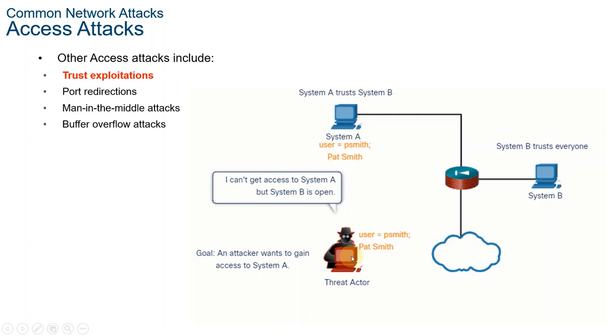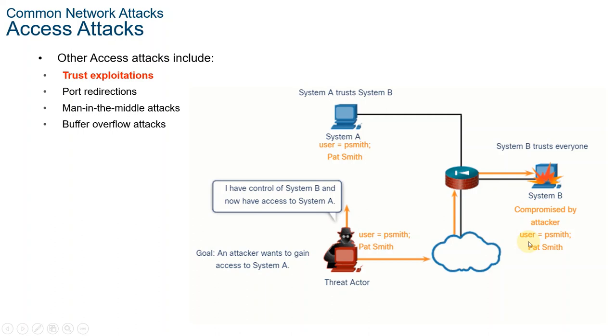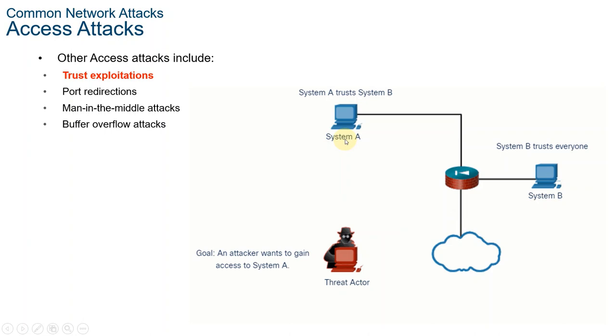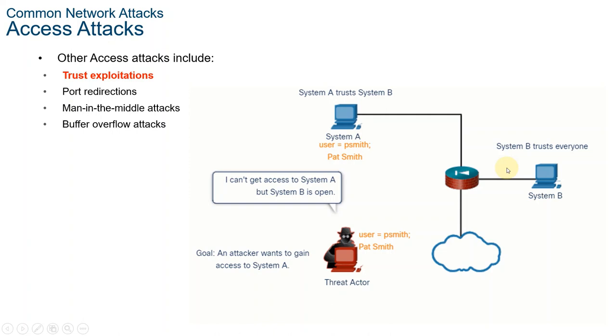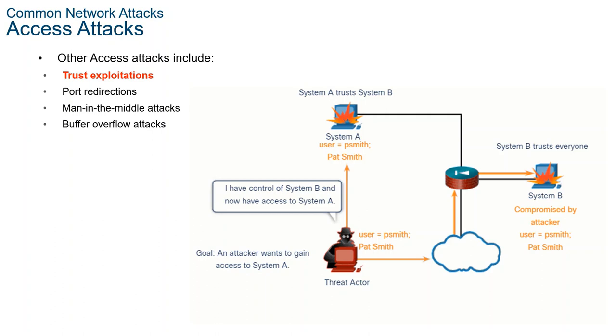Take a look at this threat actor trying to access devices. They're compromised devices using the username PS Smith, and he's trying to attack system A and system B. Take note that system A trusts system B, and system B trusts everyone. So we call it trust exploitation, wherein the threat actor uses unauthorized privileges to gain access to the system.